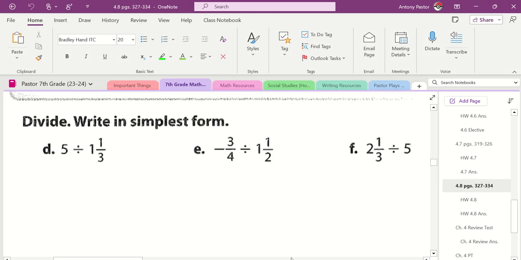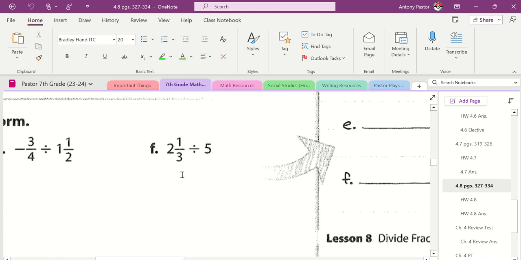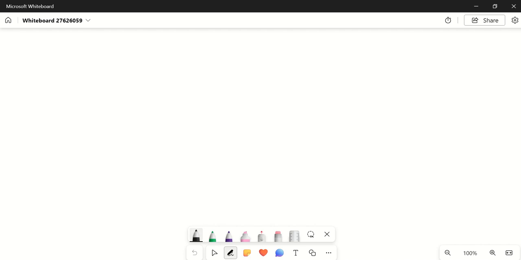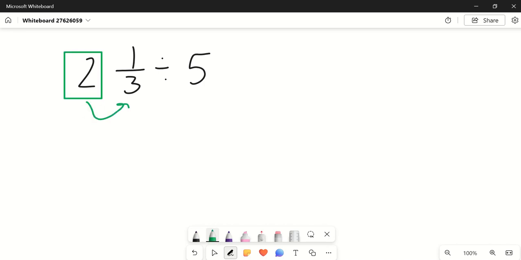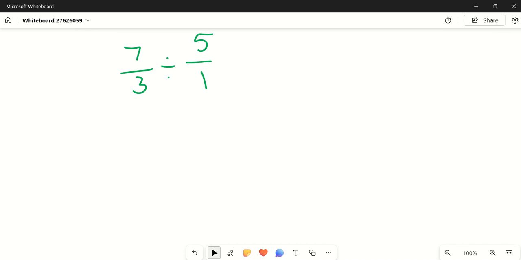And our last example here, we have 2 and 1/3 divided by 5. And that division symbol looks a little wonky, so I'm rewriting it. So, again, we have 2 non-fractions here. We will convert our mixed number, whole number times denominator, add it to numerator. 2 times 3 is 6, plus the 1 is 7. This will become 7 over 3, and that whole number will be put over 1. So this becomes 7 over 3 divided by 5 over 1.